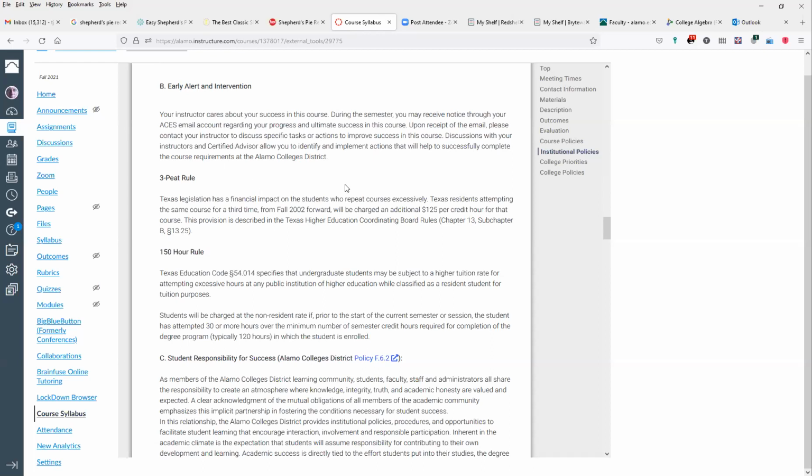There's an early alert, which happens after the census date, I think. And then there's a midterm report, not a midterm exam grade, but a midterm report. My midterm report is based on the first exam grade and how much you're doing in MyLab.